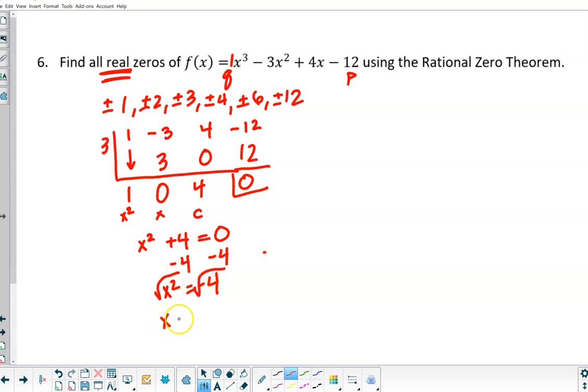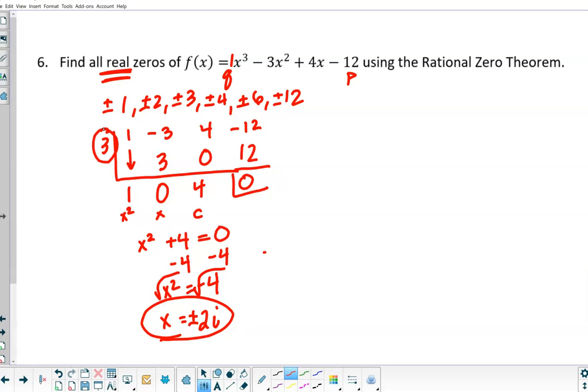When I square root the negative, that's going to bring out the i. So the square root of 4 is 2, the square root of -1 is i. And then remember that we always add a plus or minus when we take the square root of both sides of the equation. So these are 2 of my zeros. They are imaginary. And then my other zero is 3. Since my degree is 3, I should only have 3 zeros. So those are my 3 zeros.